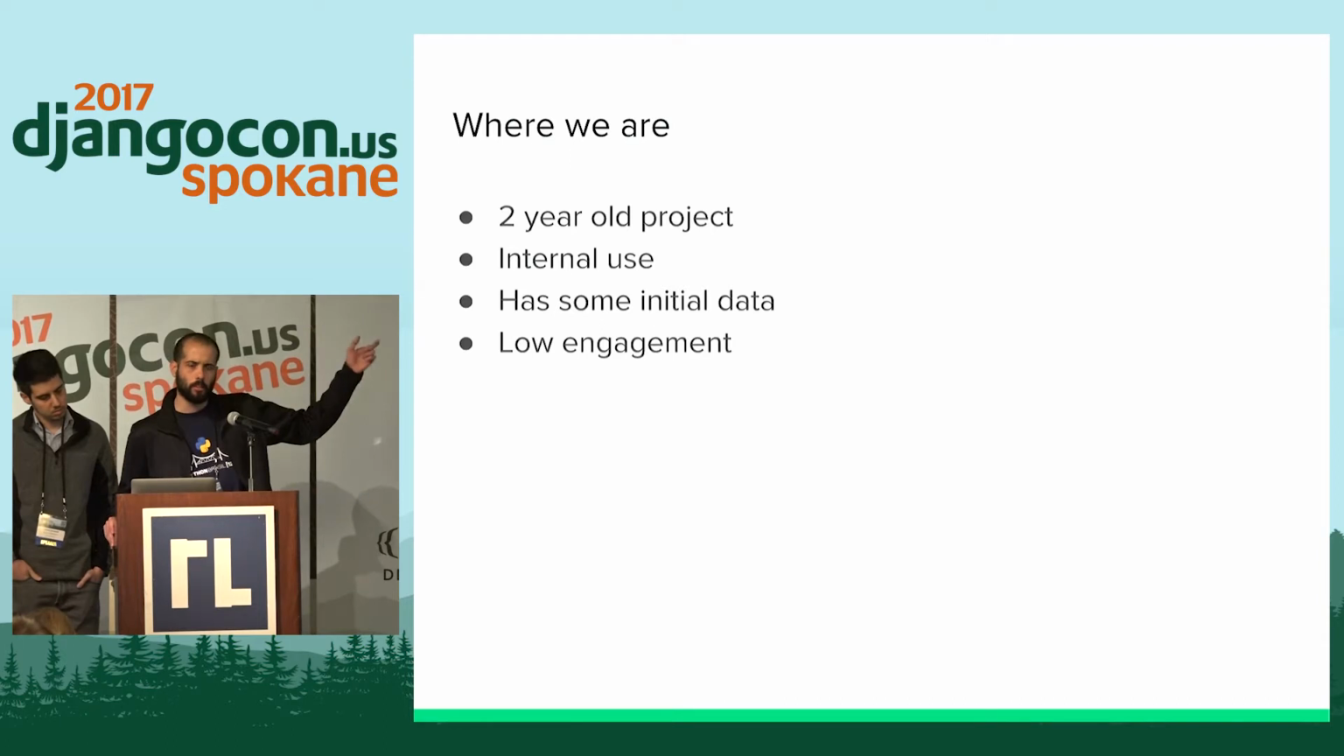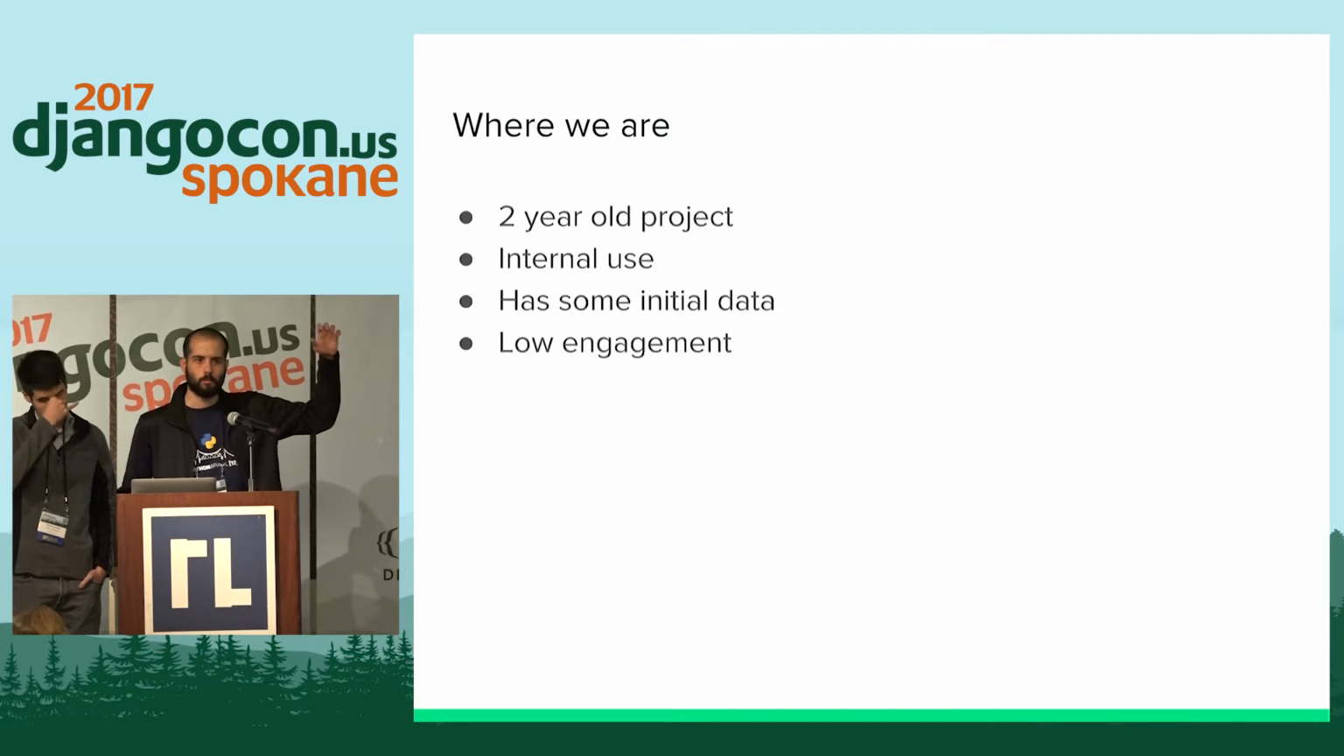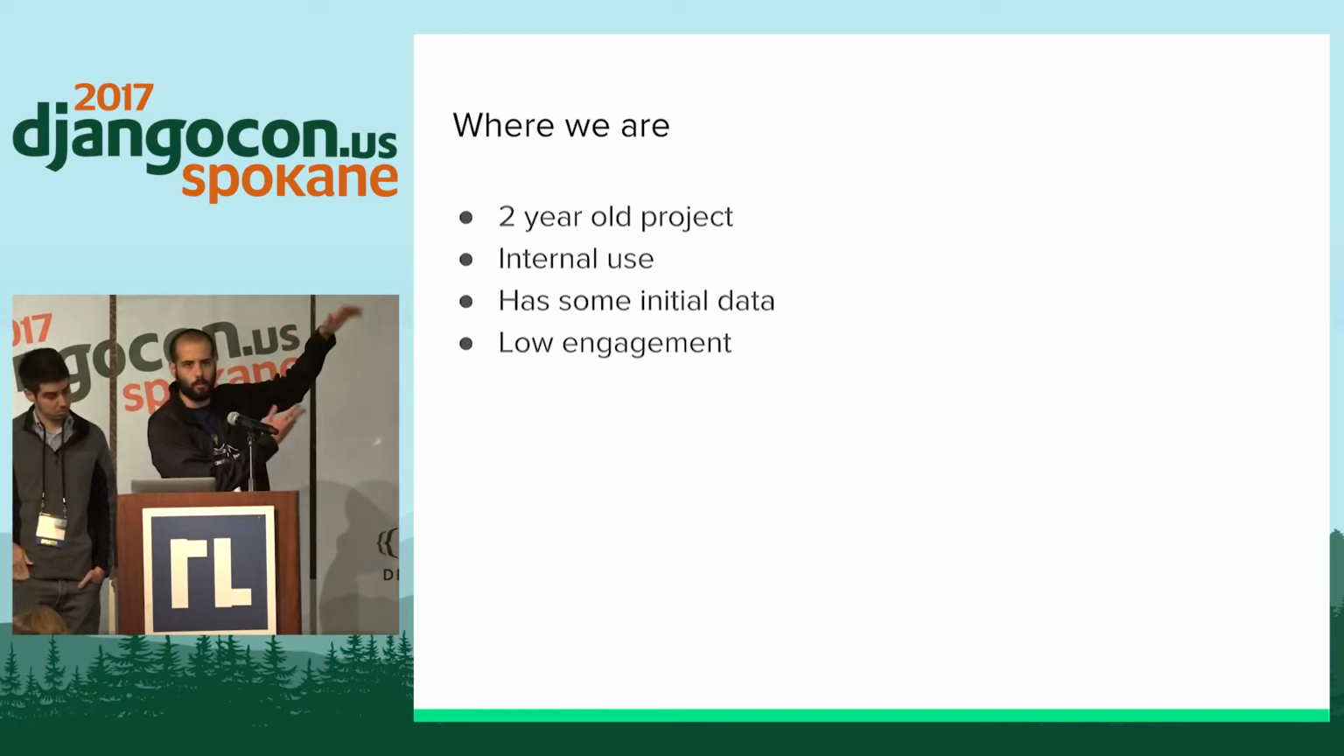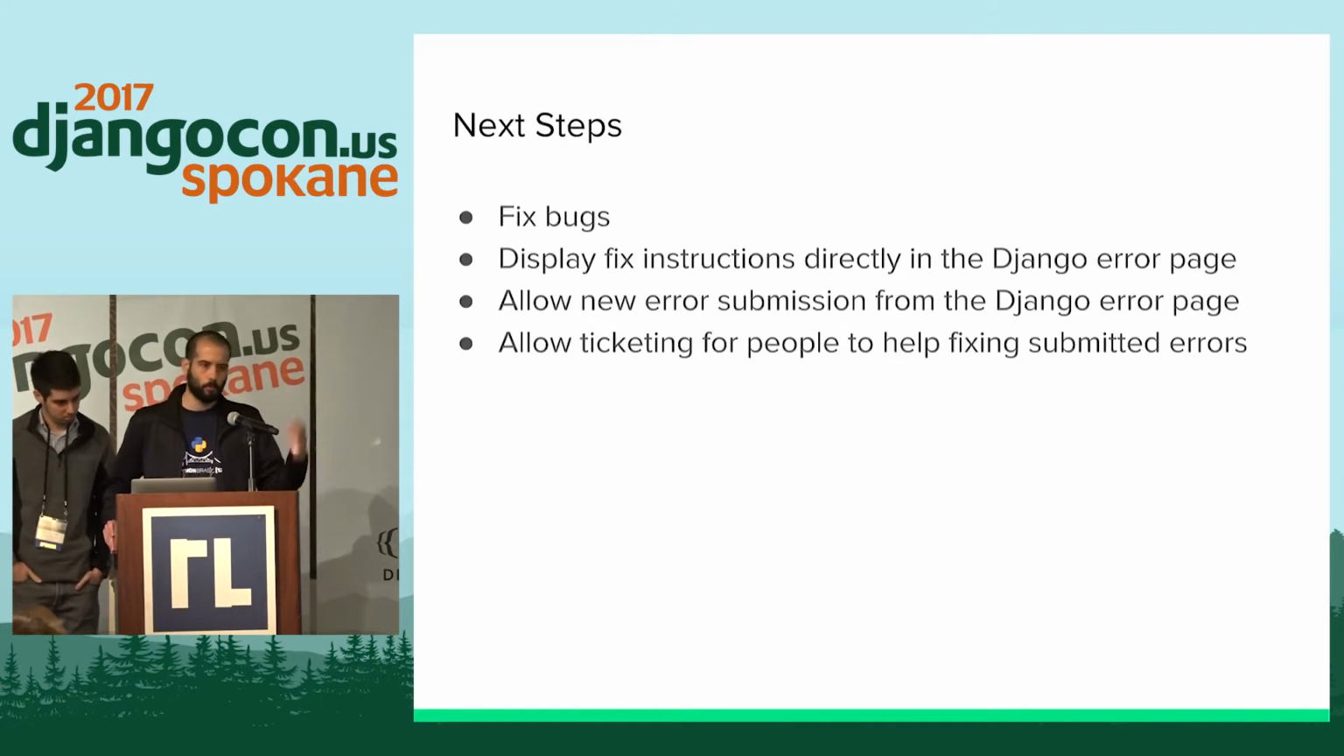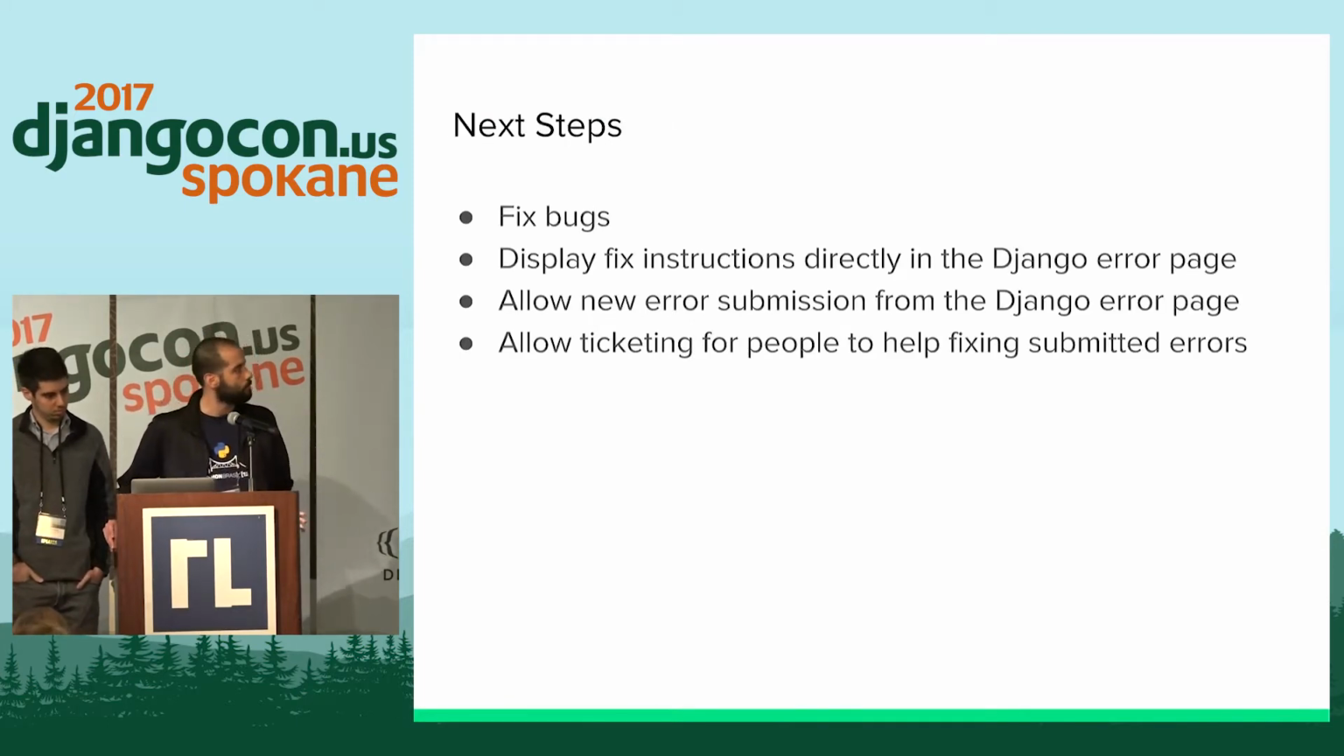So nowadays we show the link. It would be good to actually show the full resolution in the Django error page. So next steps will be, we got a couple bugs. We kind of stopped working on this a while ago. So we do have bugs. Maybe there are some bugs on Python 3 and the latest versions of Django. So yeah, we need to display how to fix the errors inside the error page.